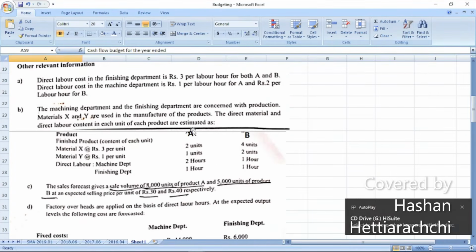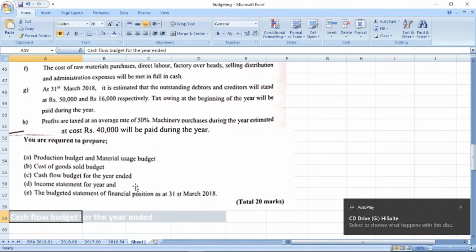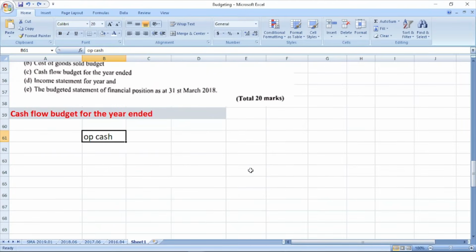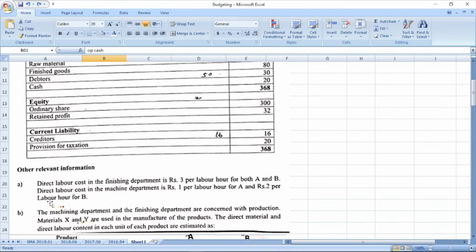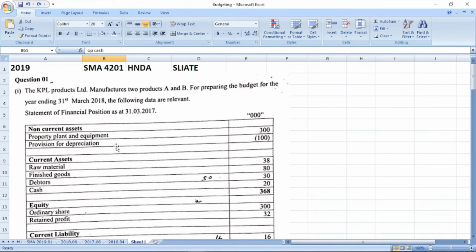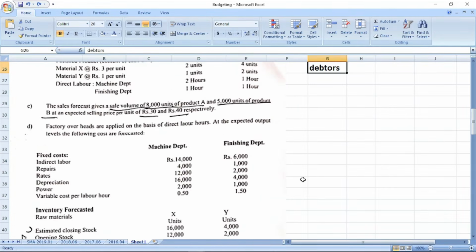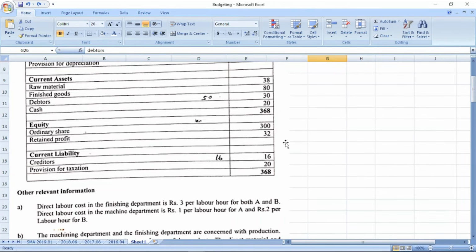Right. What do they ask next? Cash flow budget for the year ended. They give the opening cash balance in the financial position, current assets cash 20,000, plus cash receipt from sales, the debtors. We need to find cash received from debtors.